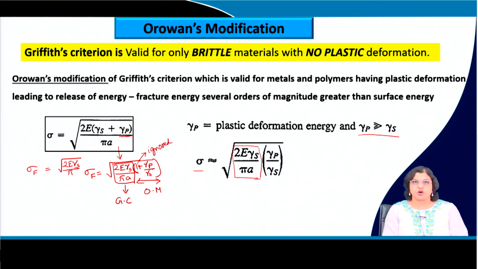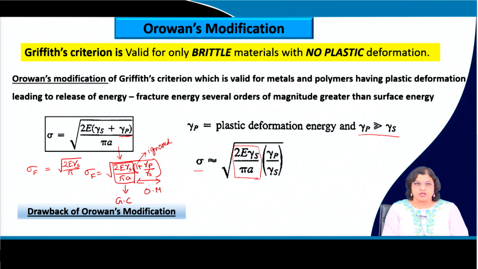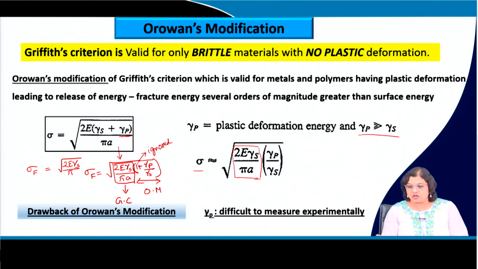Now, there is a drawback in Orowan's modification as well. This is based on the practical estimation of gamma p. Gamma p is very difficult to measure experimentally. We can qualitatively analyze the plastic deformation energy, but it is very difficult to quantify this value from practical experiments, and that makes finding the sigma value as per Orowan's modification quite critical if we are talking about experimental validation of this.